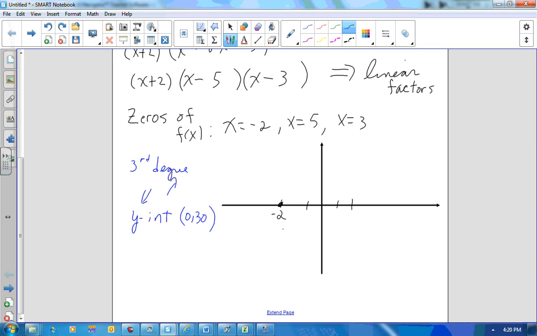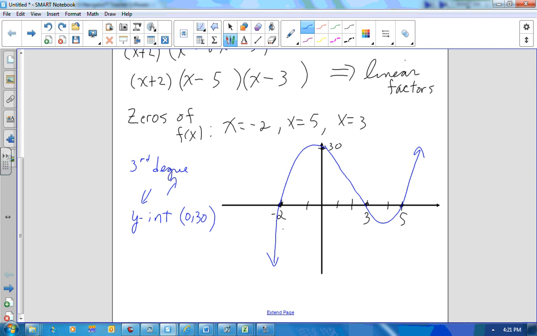I've got a 0 at positive 3, and I've got another one at 5. I know my end behavior, and I know that I have a y-intercept up at 30. I'm going to change colors here just for effect. And so my end behavior, I know I start down. I have a y-intercept at 30. I have a 0 at positive 3 and positive 5. And again, my local min and my max are not accurate, but I've got a good sketch of the end behavior and of the zeros of the graph and a y-intercept.